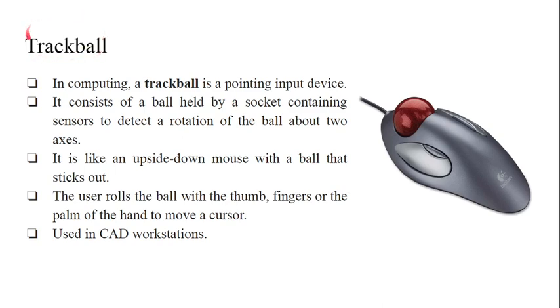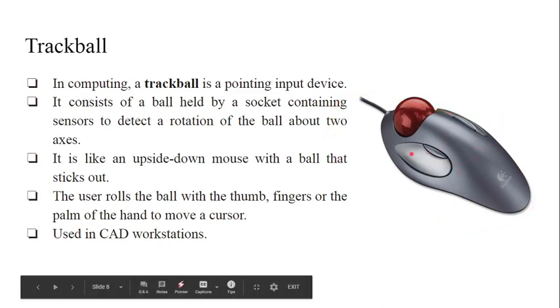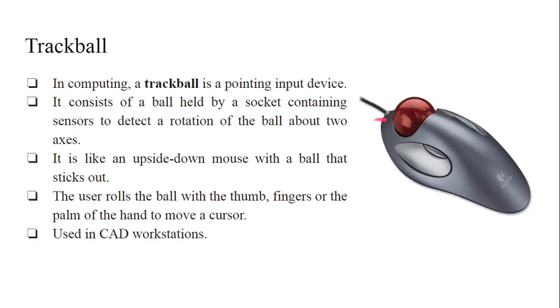Next is trackball. Trackball is similar to that of a mouse, but it has a ball on the top of the device. In computing, a trackball is a pointing input device, just like a mouse. It consists of a ball held by a socket containing sensors to detect a rotation of the ball about two axes. Usually, like a mouse, we don't have to move this entire device. We have to just rotate the ball so that it functions like our mouse.